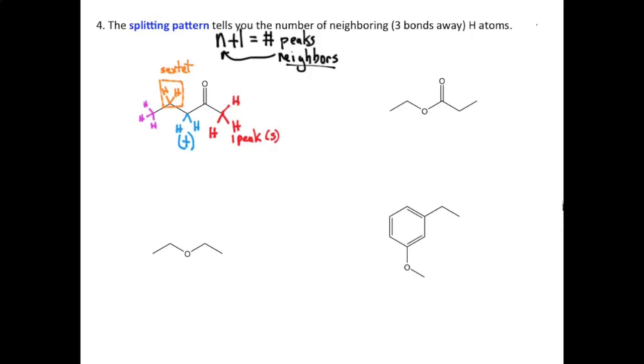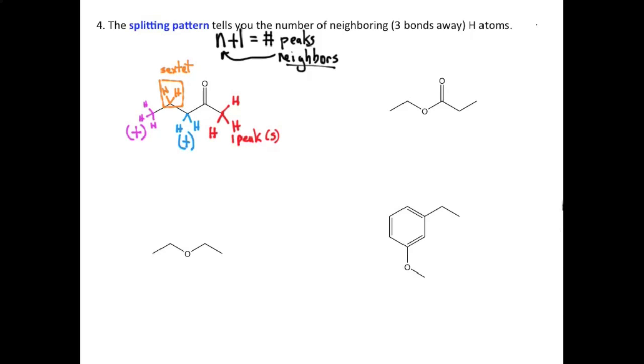If we look at purple, how many hydrogens are 3 bonds away? 1, 2. How many hydrogens are here? There are 2 hydrogens here. 2 neighbors plus 1. The signal for purple would be split into a triplet because there are 2 neighbors.